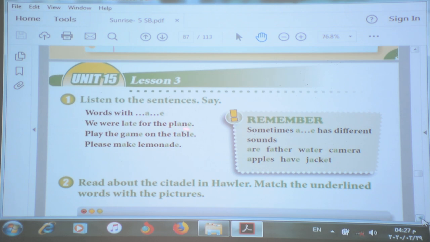Okay? Late, plane, game, table, make, lemonade. And look at here, sometimes A and E have a different sound. They are different from this group. For example, father, water, camera, apples, have, jacket. They have different pronunciation from this group: late, plane, game, table, make, lemonade.